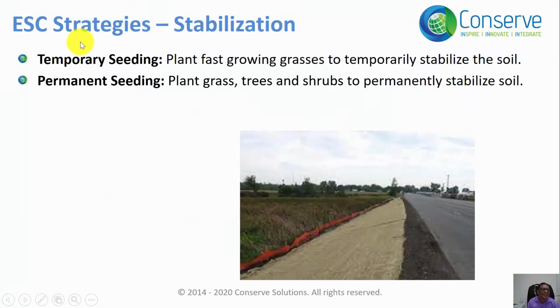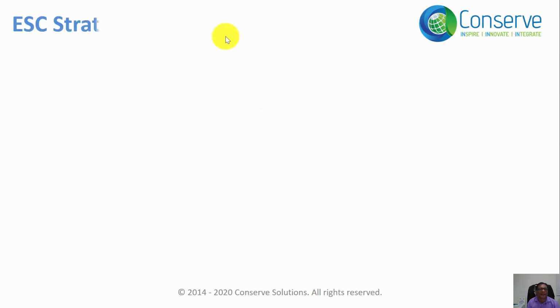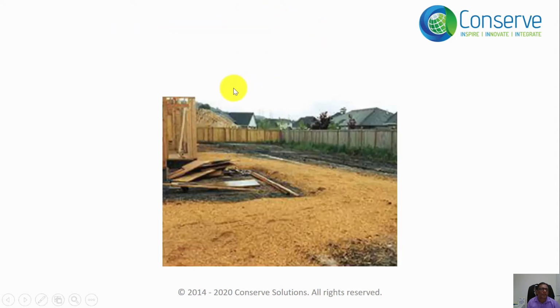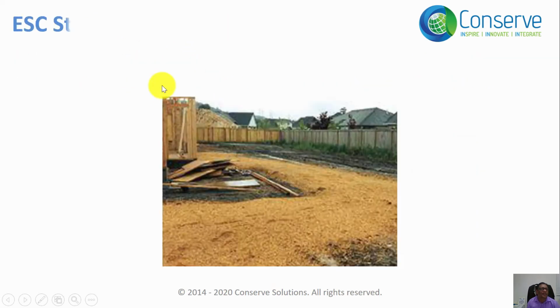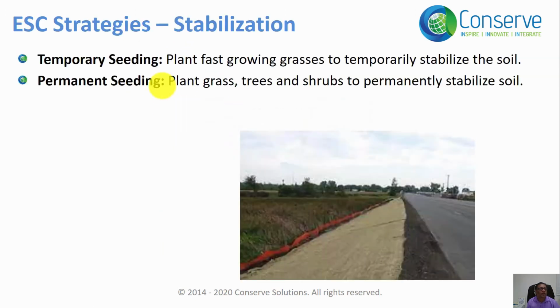Erosion and sedimentation control strategies can be broadly classified into stabilization strategies and structural strategies. Stabilization strategies include plantation or vegetation and mulching. Vegetation or plantation is of two types. It can be either temporary or permanent. Temporary seeding or permanent seeding.